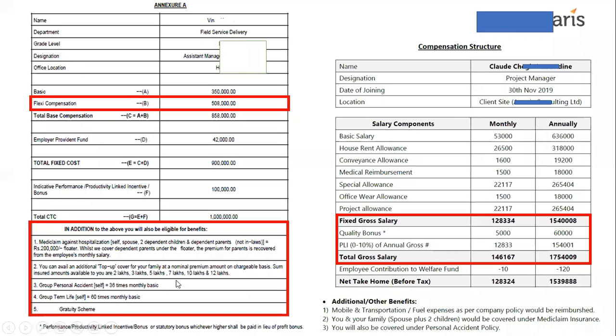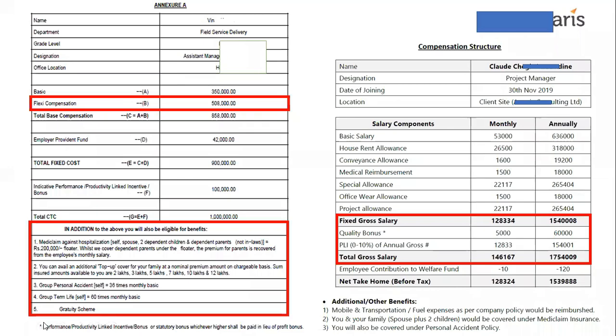They have a group personal accident insurance, group term life insurance. Then one very important thing, that they have not made the gratuity scheme as a part of CTC. They have kept it in the benefits section, which is a very good thing, right?